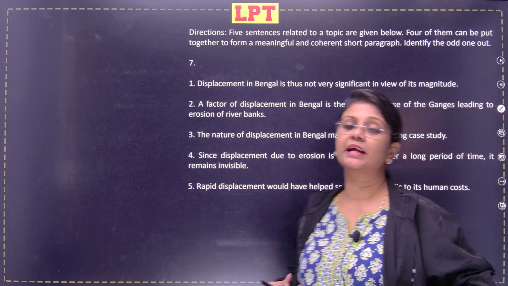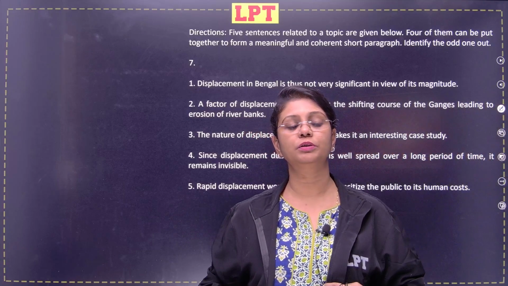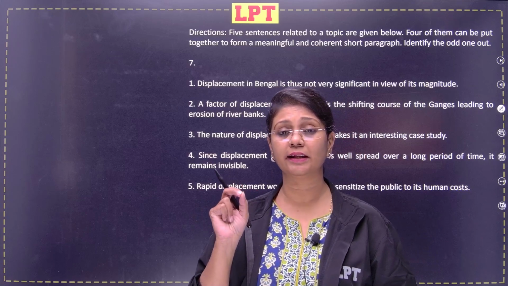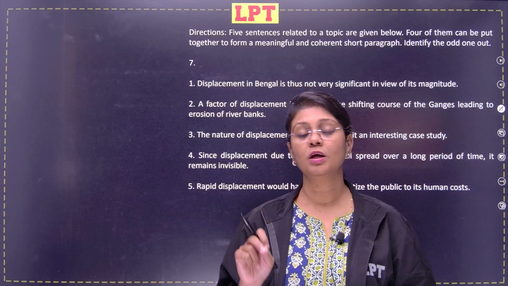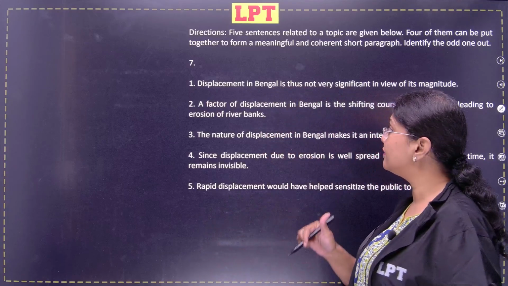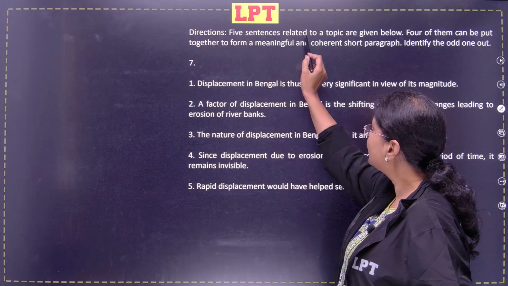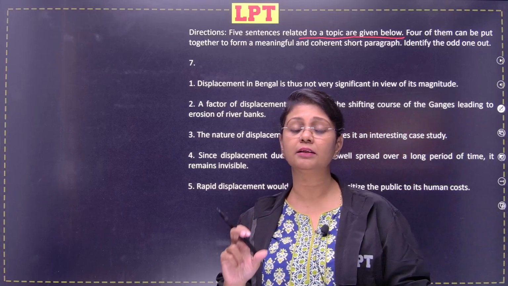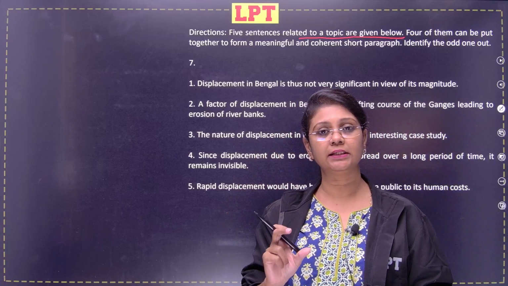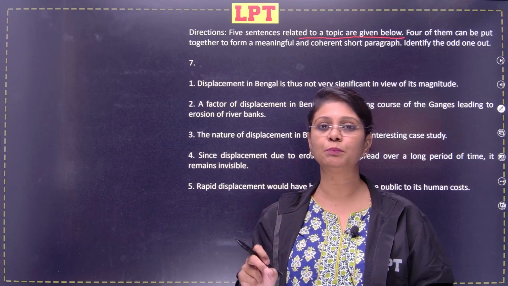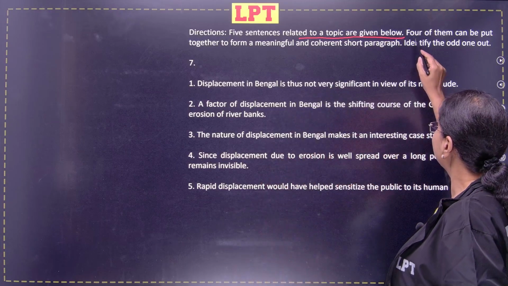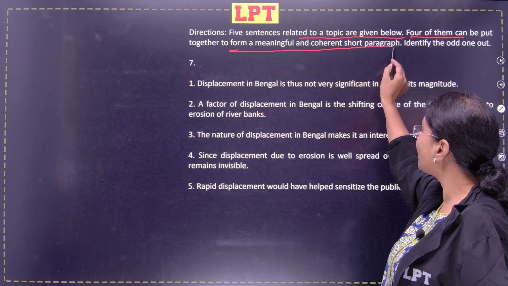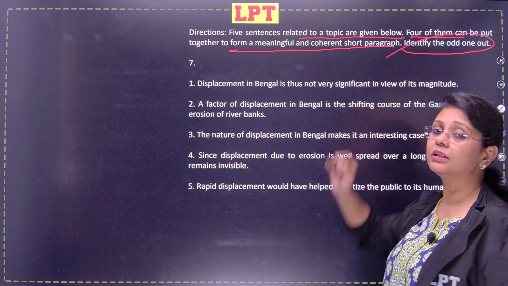Okay, guys, let us try and understand how do we go about solving the odd one out question. Now, see, guys, the directions to the questions are a clue. If you read the directions that are given, it says 5 sentences related to a topic are given below. So, understand one thing very clearly, that all of these 5 sentences will be related to the same topic. All right. But then 4 of them can be put together to form a meaningful and coherent short paragraph. Identify the odd one out.